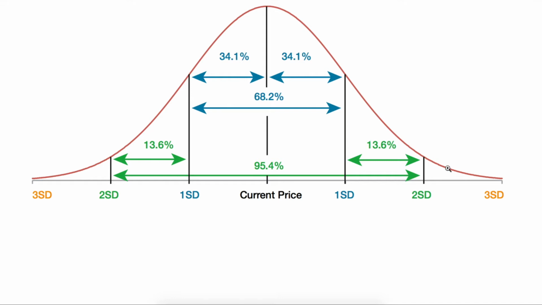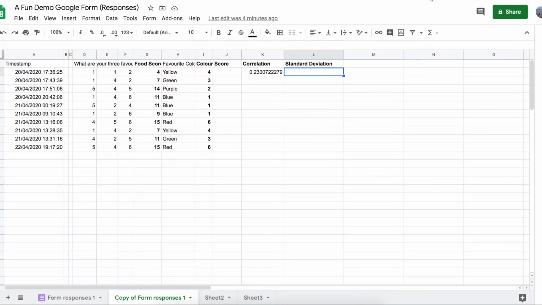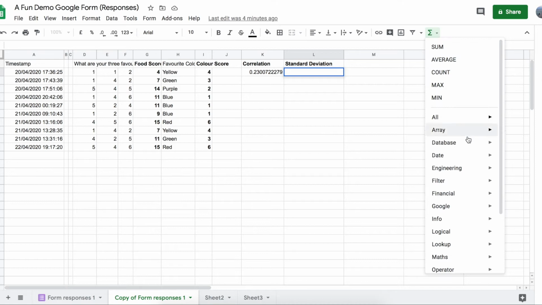The further out we get, the fewer times we see boxes of cereal way up at this price or way down at this price. The most common prices are here in the middle. We want to figure out what our standard deviations are. Before we do that, we need to figure out our total scores and then add them all together.